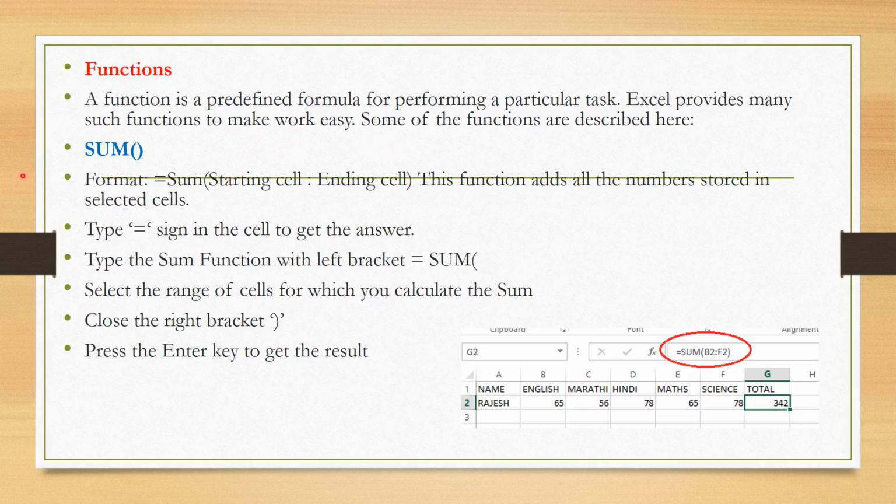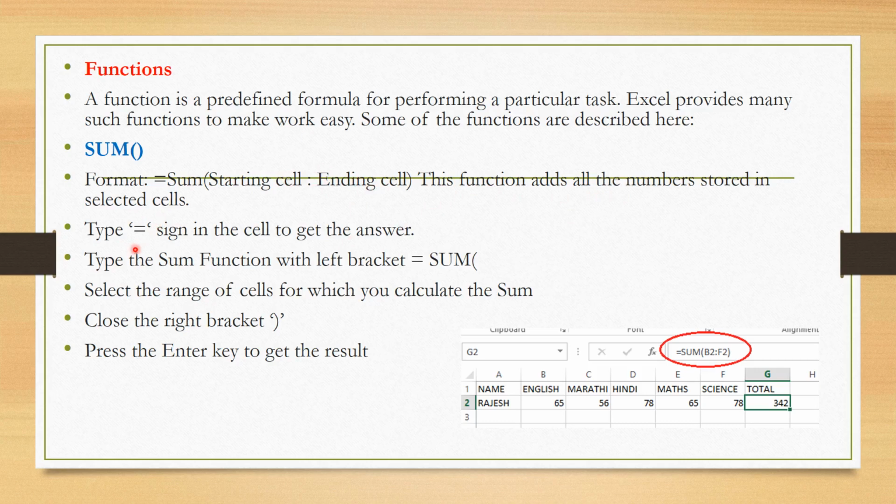The first function we are going to see is the sum function. The format of the sum function is equal to SUM, open bracket, starting cell colon ending cell. This is the format of the sum function. This function adds all the numbers stored in the cell addresses.